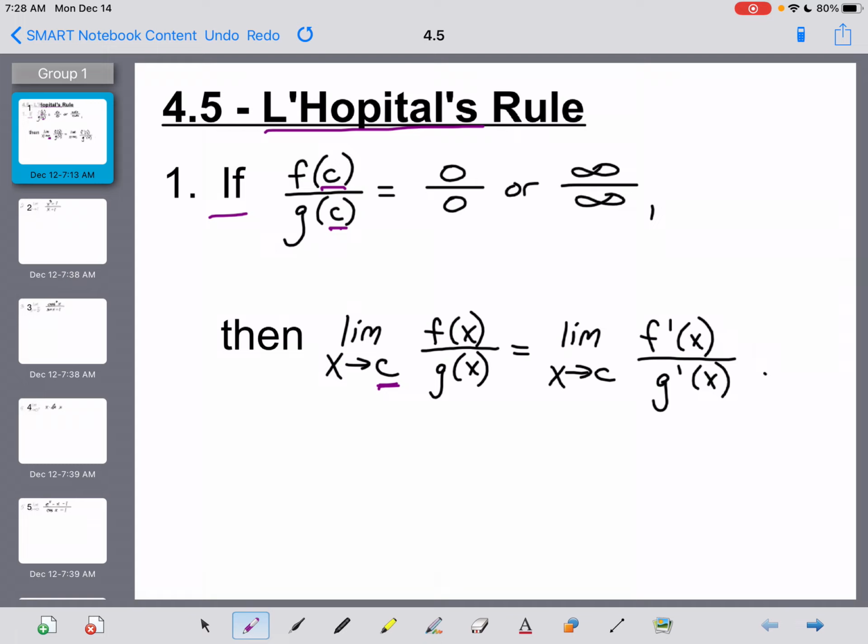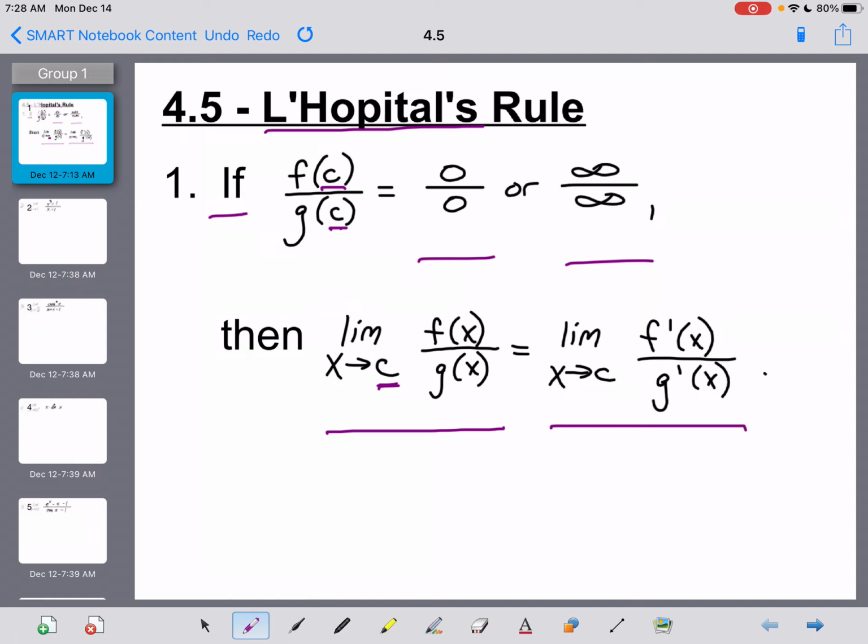So here's what it says. It's a little bit confusing when you just read it out mathematically, but once we get the hang of it, you'll find this is one of the easier things that we're doing here in chapter 4. So if we end up with 0 over 0 or infinity over infinity when attempting plug and chug, then L'Hôpital's rule tells us that the original limit, the limit as x approaches c of one function divided by another function, is equal to the limit as x approaches the same c value of the quotient of the derivatives of both the numerator and the denominator.